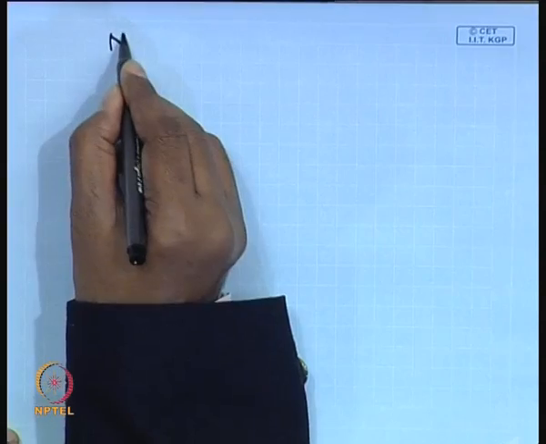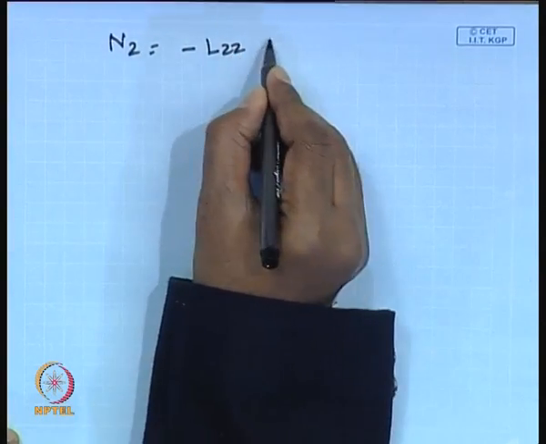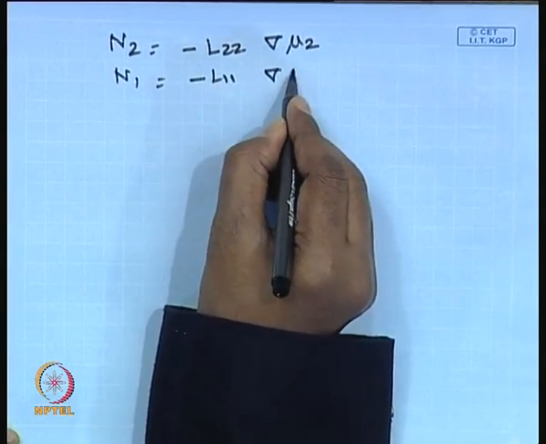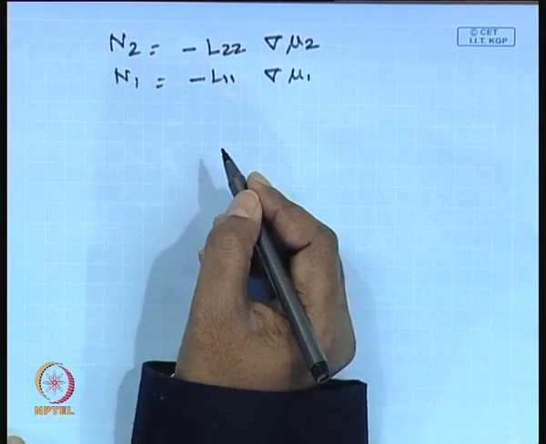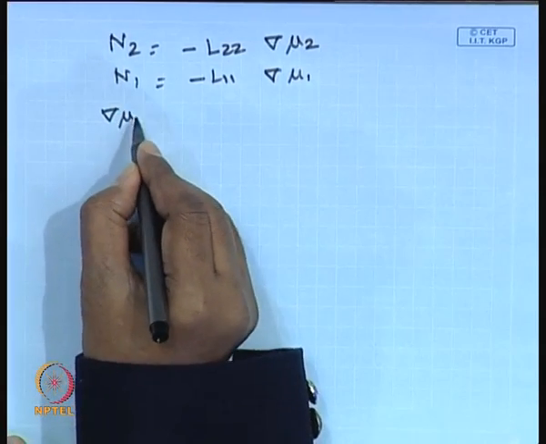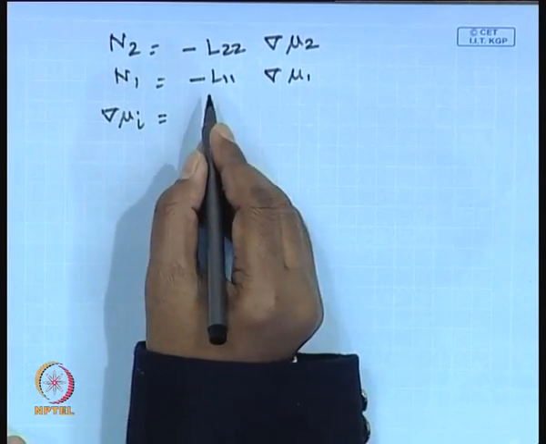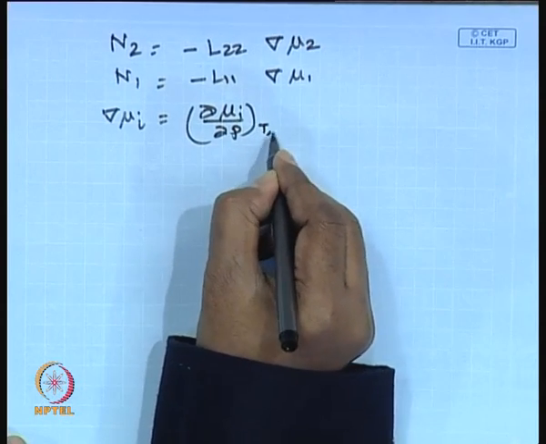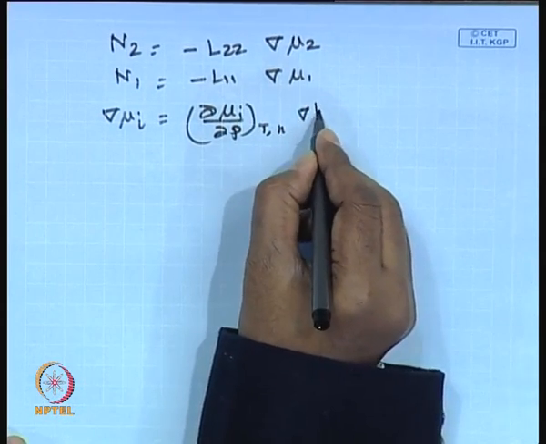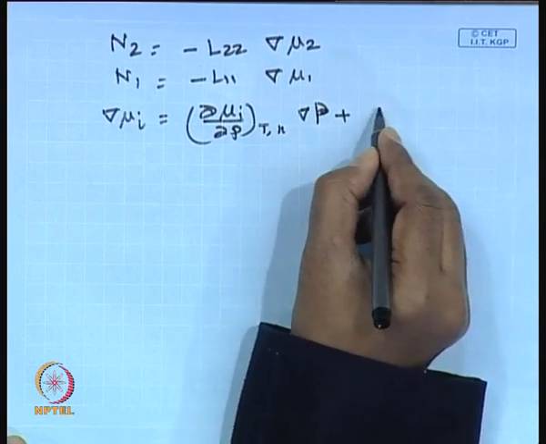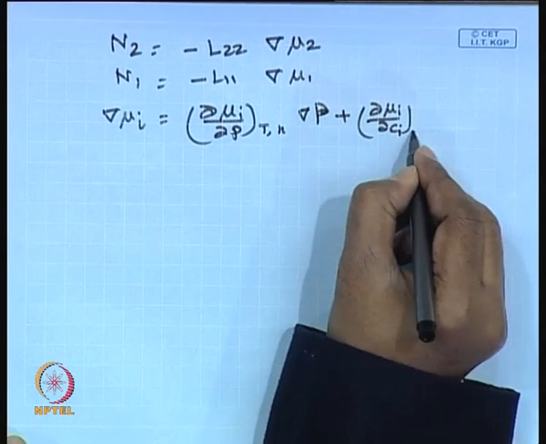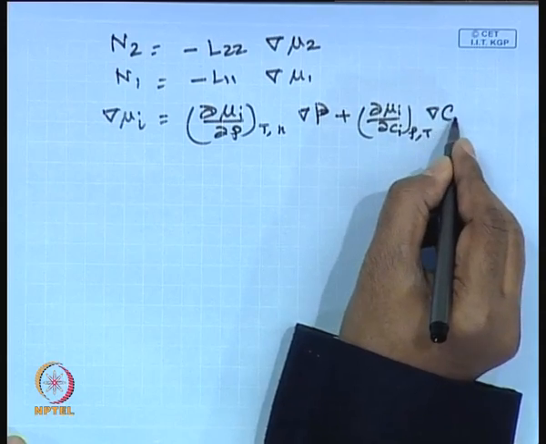If we assume there is no coupling, or coupling will be extremely small, in that case the solvent and solute fluxes become N2 is nothing but minus L22 gradient of mu 2, and N1 becomes minus L11 gradient of mu 1. And if you look into the definition of chemical potential, gradient of mu i is nothing but del mu_i del P at constant temperature and species concentration, gradient of P, plus del mu_i del C_i at P and T, gradient of C_i.